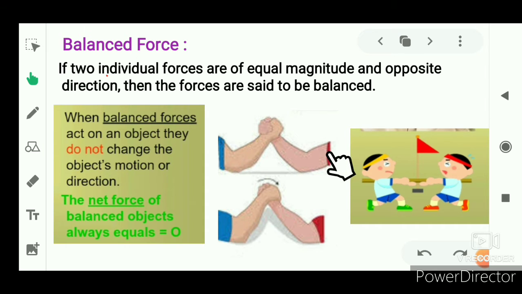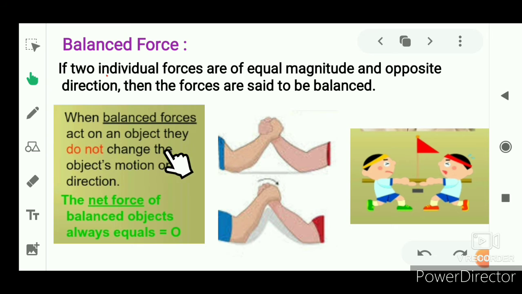In this figure, if both persons are applying the same force, then no one will lose. The contest will keep going, right? So this is an example of balanced force. Means there is no change. Nobody's hand will go down. Means both are applying the same force.